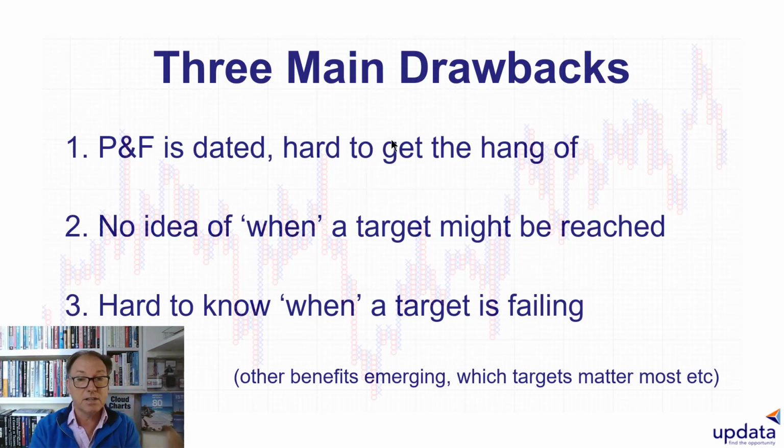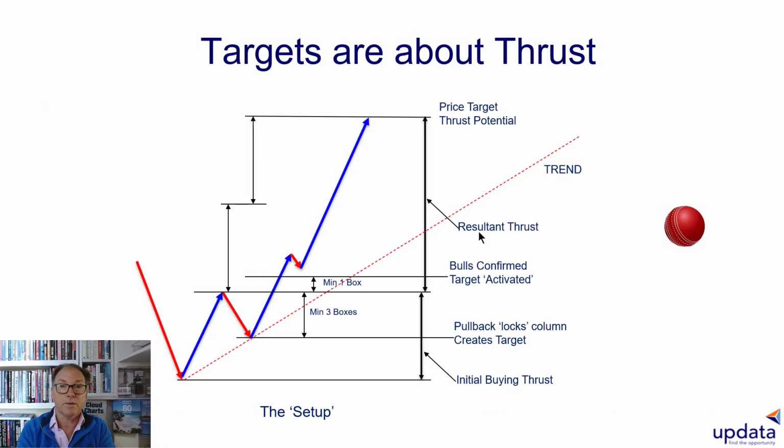So it's hard to know when a target is failing. That was another factor. There was no idea when a target would be reached because there's no time in point and figure targets, which is something we've looked to address. And also the big thing that's come out of this is knowing when a target is actually failing. And there are other benefits emerging from this, like which targets matter most. Hopefully in this video these things are going to come out, and I just want to share that with you. So the key thing to remember is that targets are about thrust.